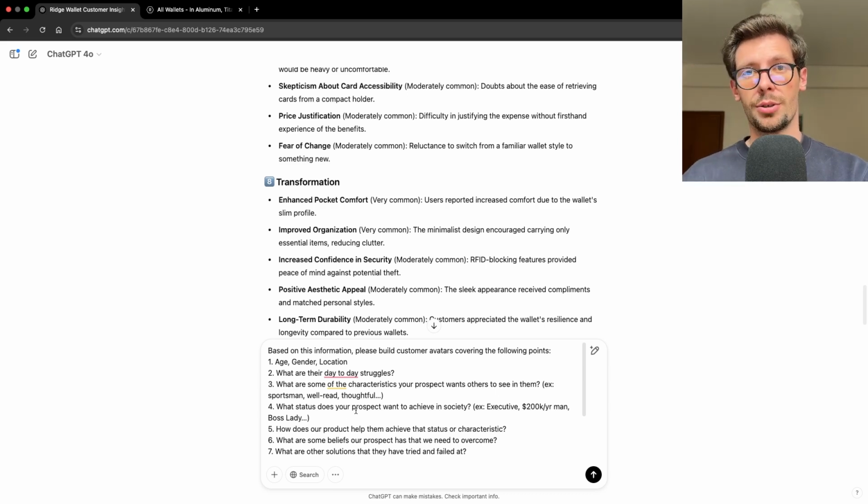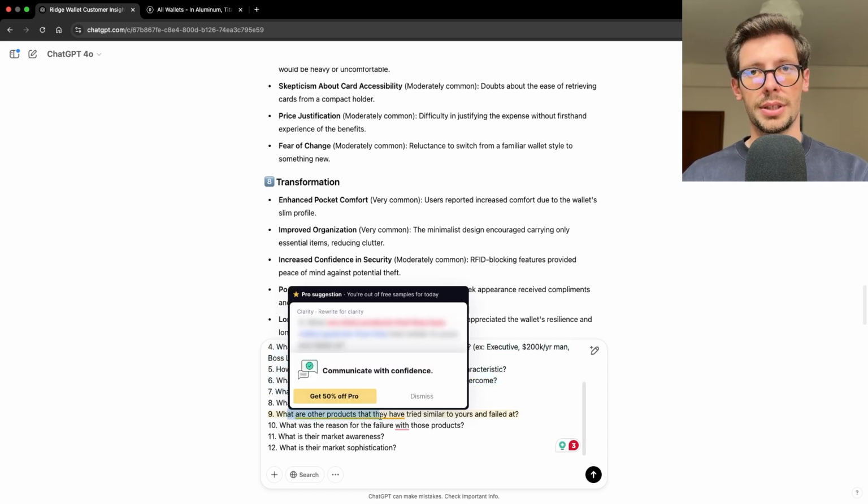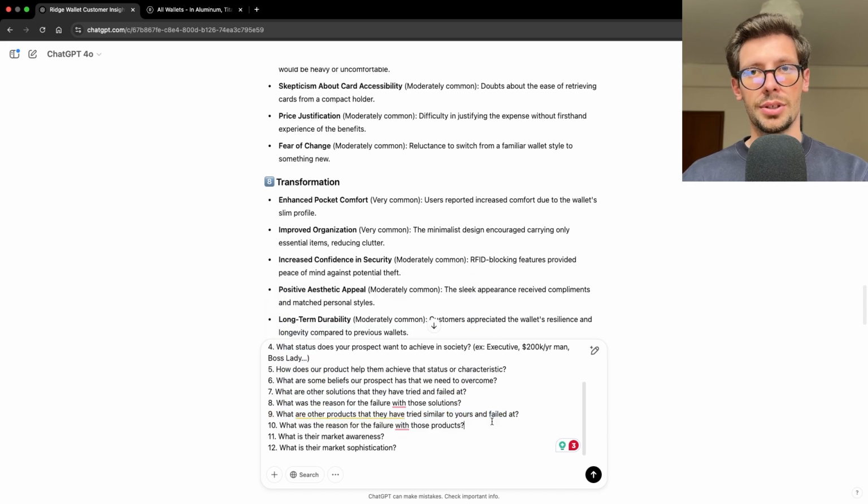Then, what status does your prospect want to achieve in society? How does our product help them achieve that status? What are some beliefs our prospect has that we need to overcome? What are solutions that they have tried and failed at? What are the reasons for the failure with those solutions? What are other products that they have tried similar to yours and failed at? What are the reasons for the failure with those products?